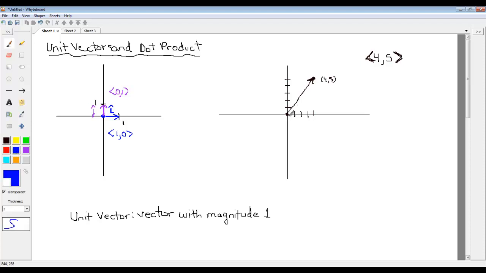If you look along the x-axis, you have 1, 2, 3, 4. Basically, you have 4 unit vectors there. So you can refer to that as 4 times i hat. Because i hat is 1, 0. Well, 4 times 1 is 4, and 4 times 0 is 0. So 4, 0 is right here.